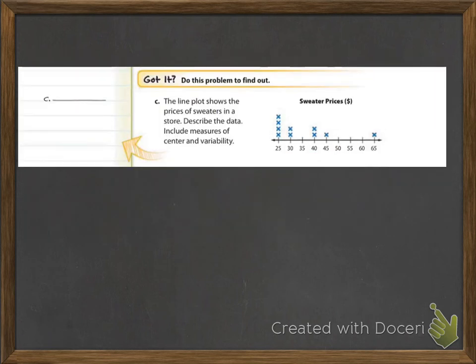All right, guys. So now it's your turn to give this a try. Do this problem to figure out where you're at. They already gave you the line plot. I want you to describe the data using measures of center and variability. On this one, you do need to find the mean, median, mode, range, and all that. I'm going to give you a little help here. I'm going to start by giving you the mean, so it's one less thing you have to work on, but you're going to have to figure out the rest on your own. And the mean for this set of data is $35.